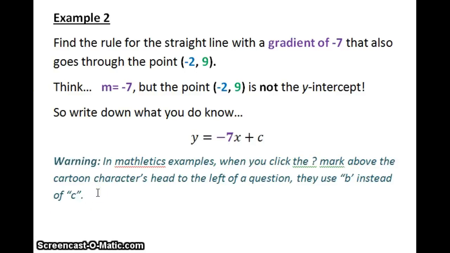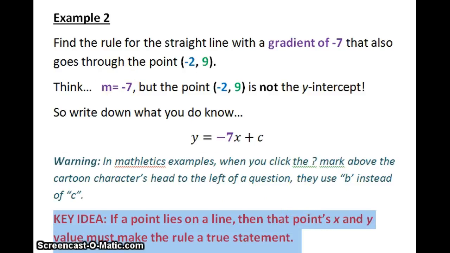Now here's a quick warning. If in the mathematics examples you click that question mark, which sits above the cartoon character's head at the left of a question, you would have noticed they use the symbol b instead of c. It means the same thing. It's the y-intercept. Okay, back to our important idea.